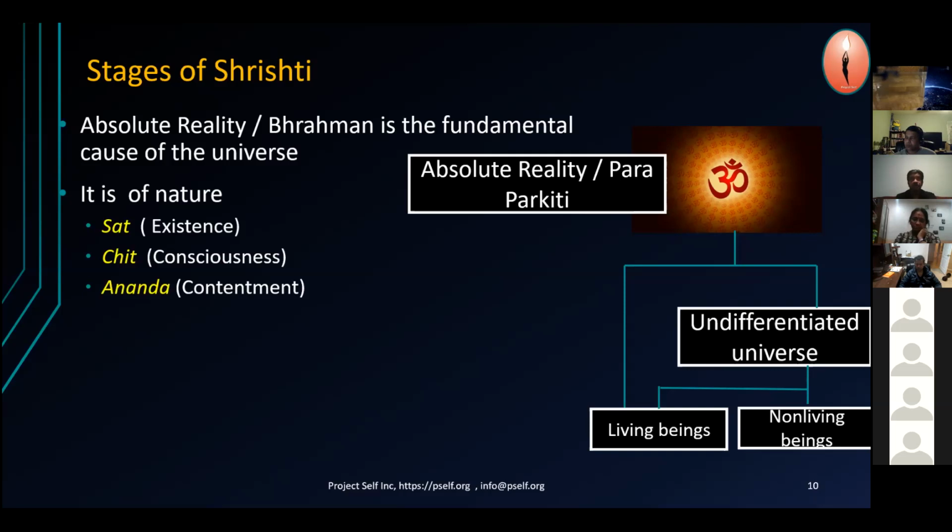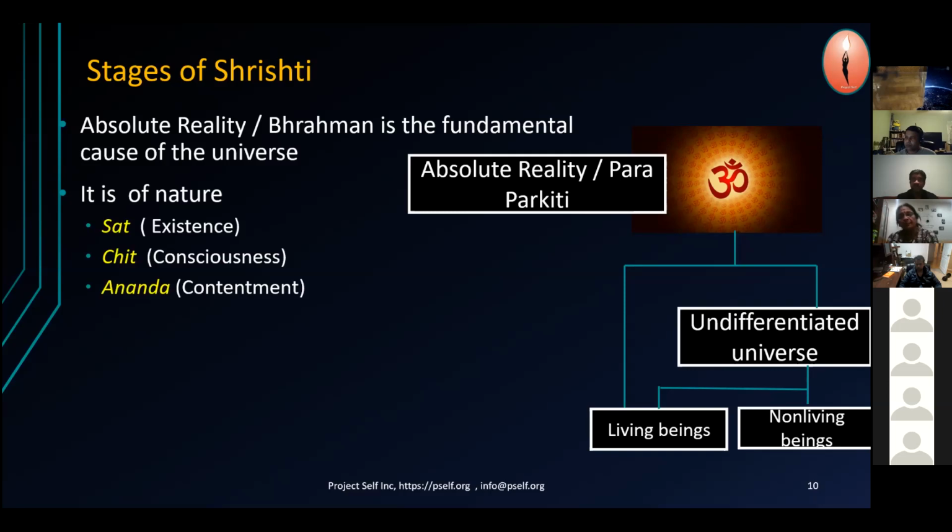And at the end of the creation, what is going to happen? Every living being and non-living being goes back to this undifferentiated universe, which again goes back to the absolute in a seed form. That's it. Nothing remains. That is the cycle.